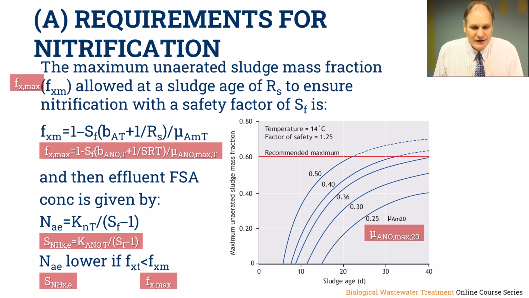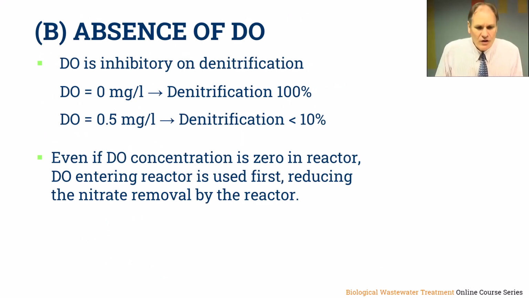I emphasize it here again in our lecture on denitrification. Dissolved oxygen is inhibitory on the biological denitrification process. And if the dissolved oxygen concentration is 0 in the activated sludge reactor, then denitrification will proceed at 100%. If the dissolved oxygen concentration is 0.5 milligrams per liter, there have been instances where the denitrification is actually 10% of what it would have been if the dissolved oxygen concentration is 0.